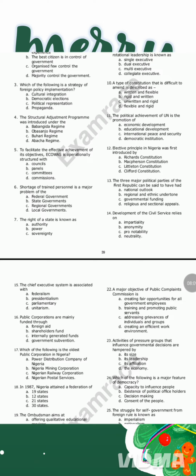Which of the following is the oldest public corporation in Nigeria? Now, this is almost similar to number 16, but now they're not asking what is the oldest government-owned business in Nigeria. The answer is the Nigeria Railway Corporation, and this can be traced back to the 19th century, in the 1880s, during the British colonial administration in Nigeria. So number 17, the answer is option C, Nigeria Railway Corporation. Number 18, in 1987, Nigeria attained a federation of dash.